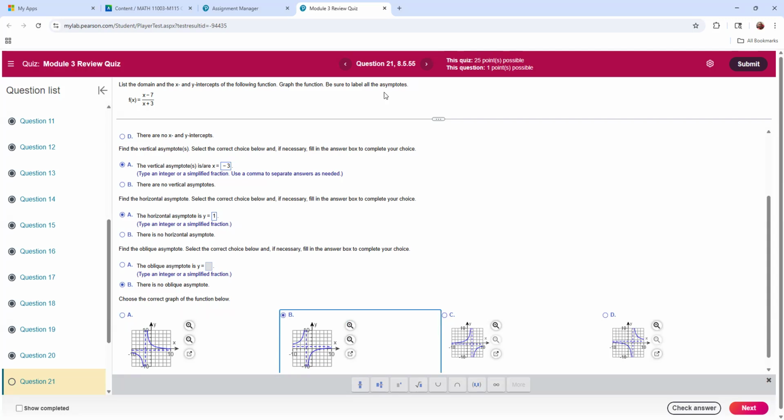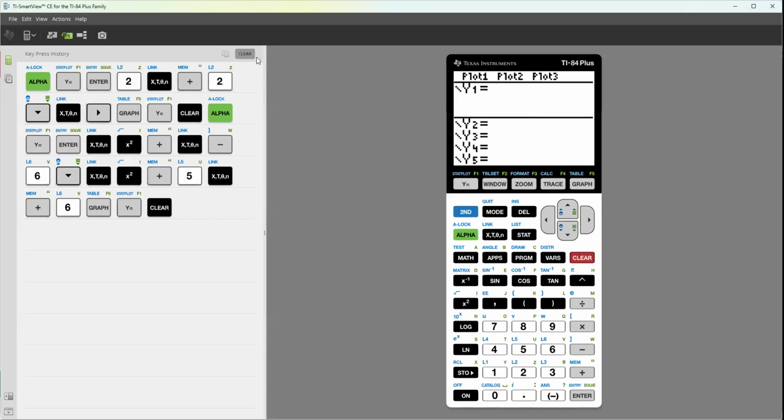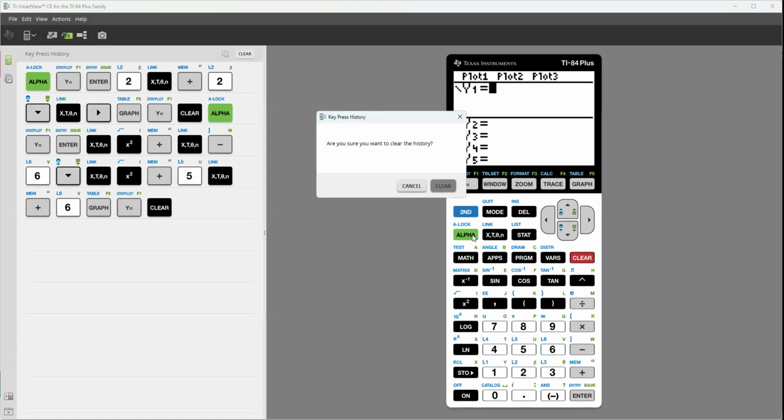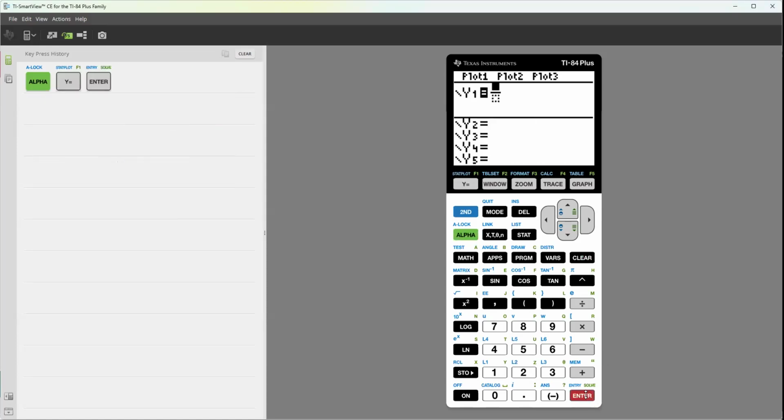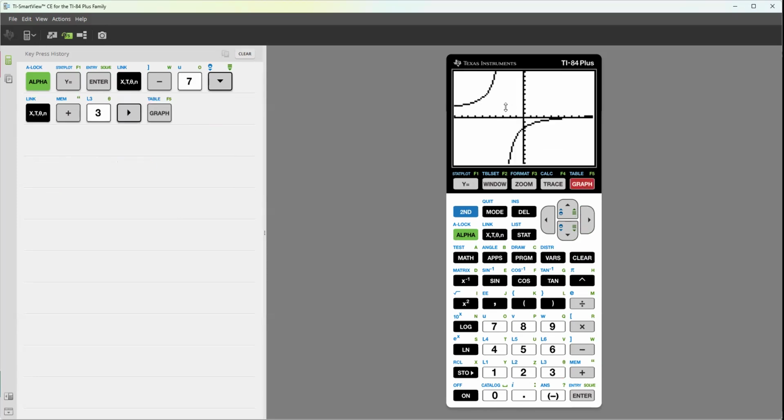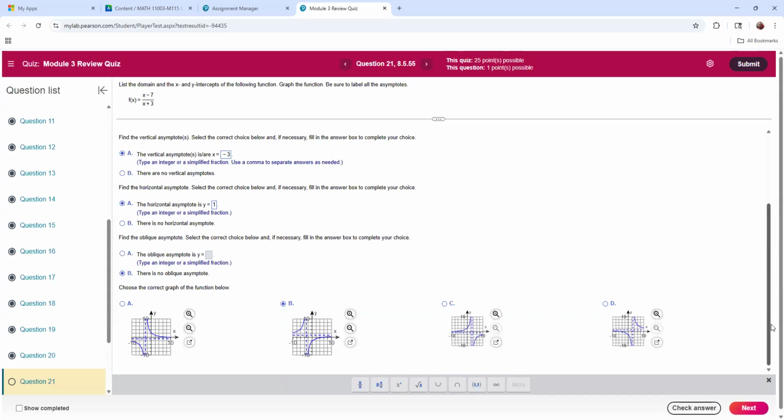So let's go graph it just to make sure. So y equals, I'm going to clear that off. Alpha y equals to get my fraction, enter. All right, so on top was x minus 7. On bottom, x plus 3. All right, I'm going to hit graph. And y'all see mine crossed on the bottom side of the y-axis. So that was it. I think that was B on that one. And that was B, okay?